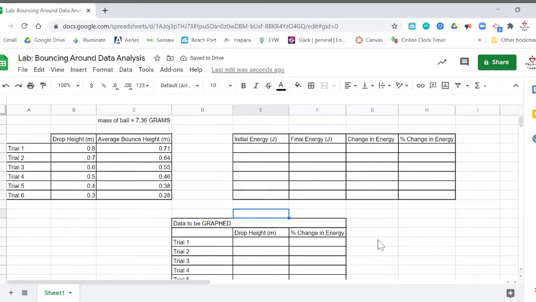Okay, so this is the analysis for the bouncing around lab, and you should have already put in your heights for your drop height and your average bounce height. The mass of your ball is 7.36 grams, so we'll have to convert that to kilograms. And we want Google Sheets to do all of our calculations for us.